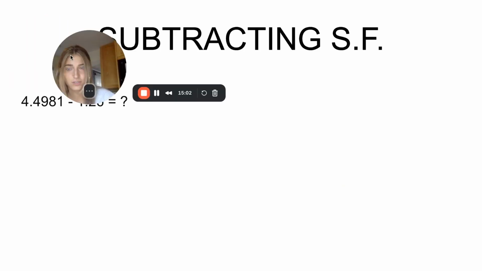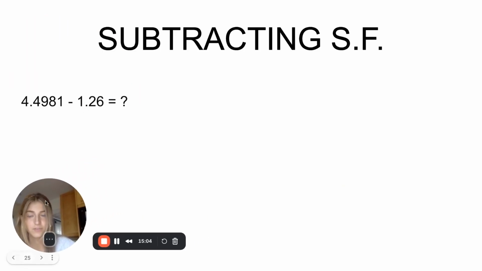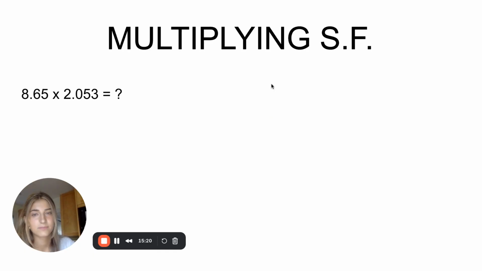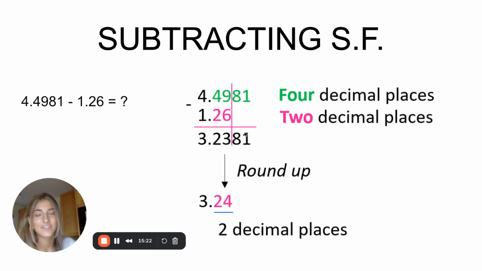So for subtracting, take a second, pause the video, try this out. Subtract this number from this number using our sig fig values from the other slide. Okay, I'll show it in 3, 2, 1. For this one you would subtract the numbers normally, and then you're left with 3.2381.